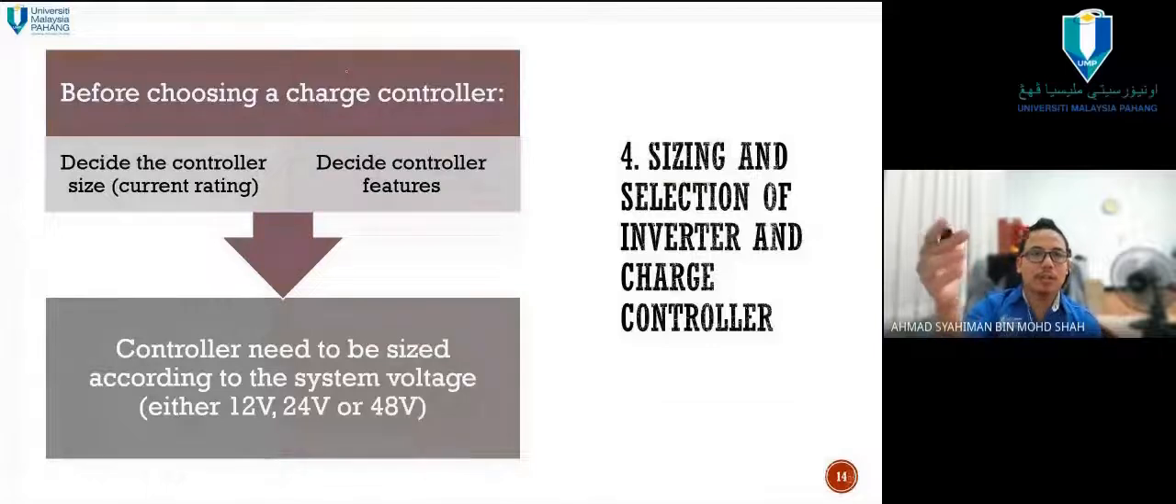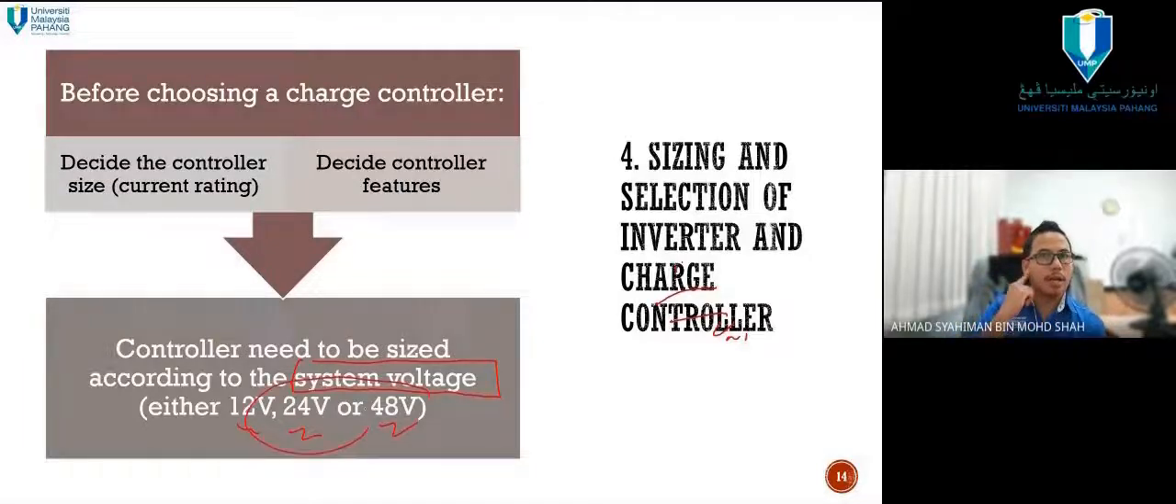Okay, before choosing charge controller, decide the controller size current setting. Ini CC ataupun charge controller. Okay, selection of the inverter and charge controller. Okay, charge controller. Controller need to be sized according to the system voltage. Remember, I already mentioned before, 12, 24, 48. Make sure you don't make mistake. Because I have made mistake before.